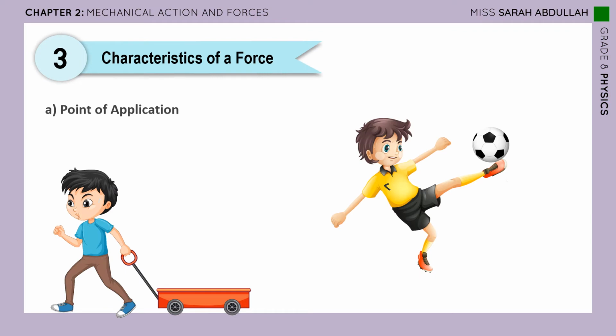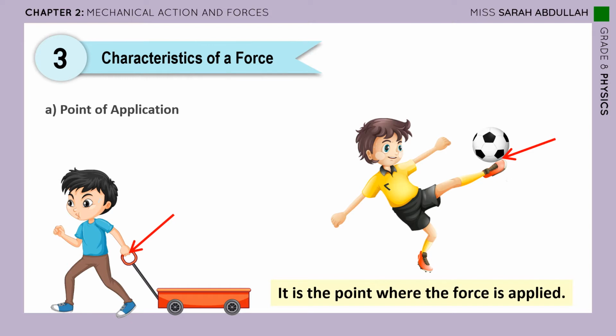I'm going to review the characteristics of a force because we're going to need those for the representation of a force by a vector. The first characteristic is the point of application, which is the point where the force is actually applied. This is where the force is applied. This is what we call the point of application.